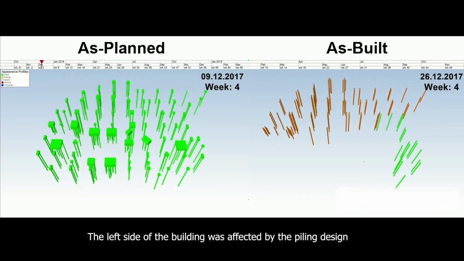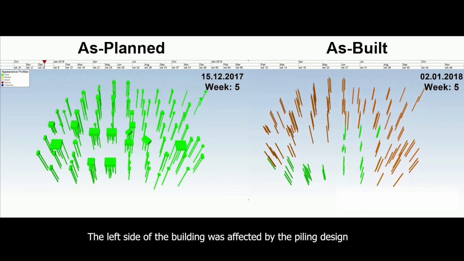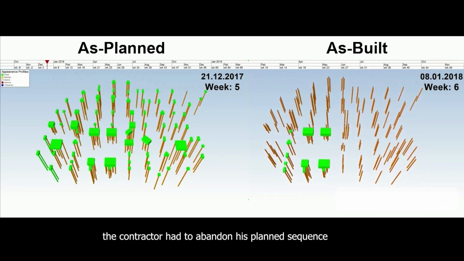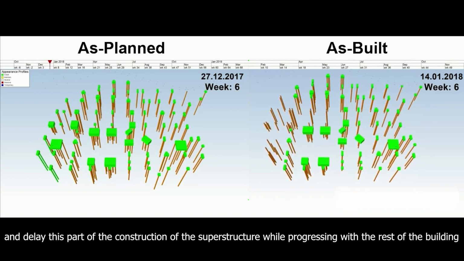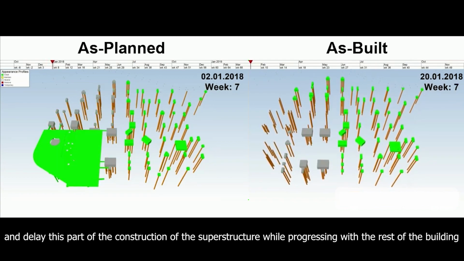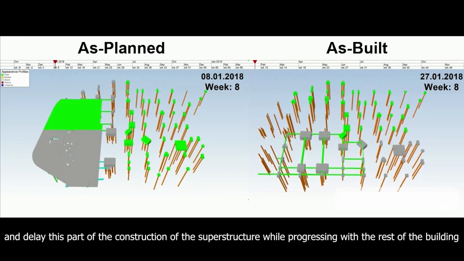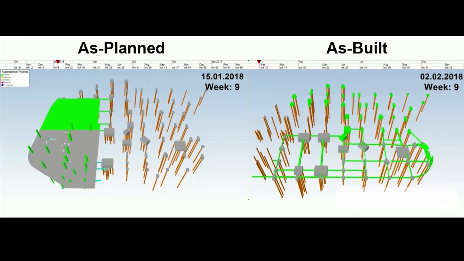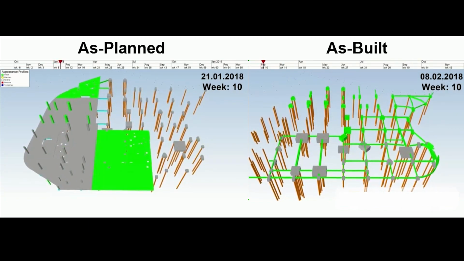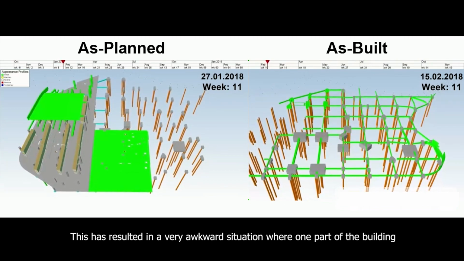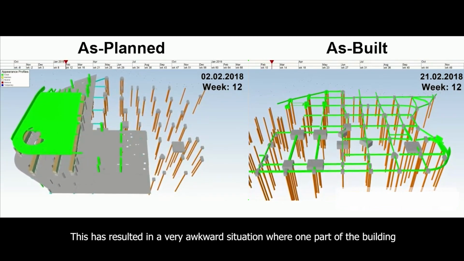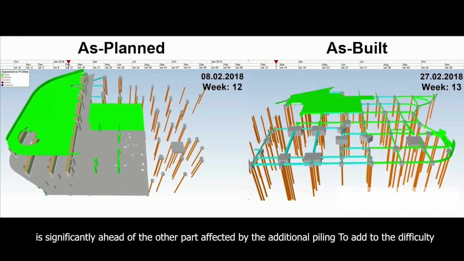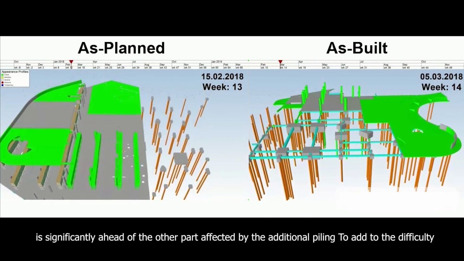The left side of the building was affected by the piling design. The contractor had to abandon his planned sequence and delay this part of the construction of the superstructure while progressing with the rest of the building. This has resulted in a very awkward situation where one part of the building is significantly ahead of the other parts affected by the additional piling.